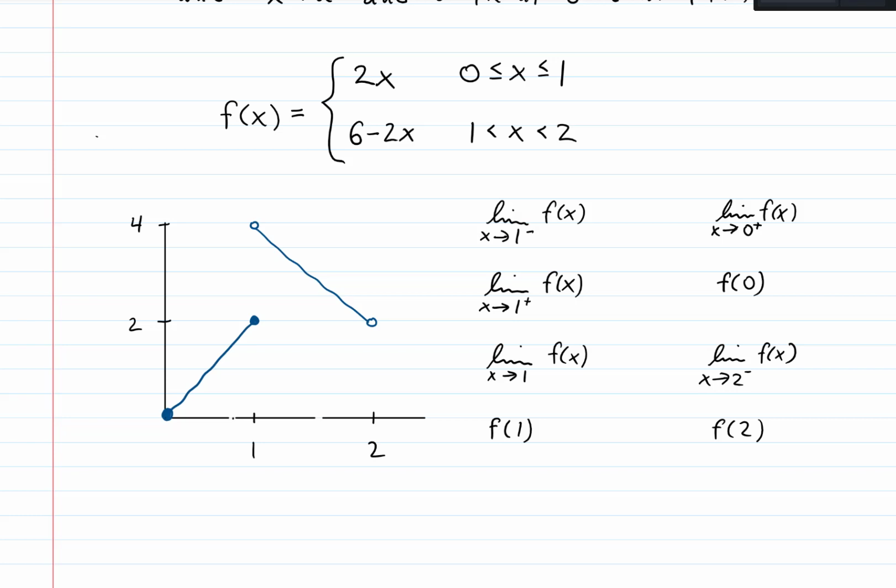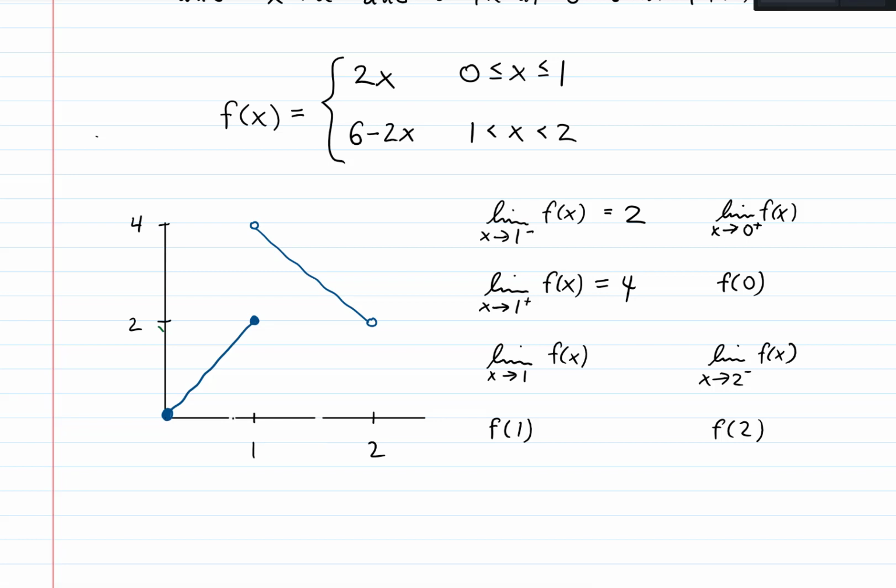Okay, so let's start at the beginning. Let's find the limit of the function as x approaches 1 from the left. What is the function doing? The function is approaching that value right there, right? So what is that left-hand limit? It's 2. Okay. Now let's find the right-hand limit. As x is approaching 1 from the right, what is the function doing? It is approaching the value 4, right? Because it's coming right along here. So that right-hand limit as x approaches 1 from the right is 4.